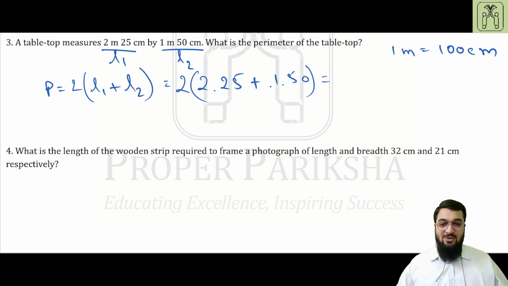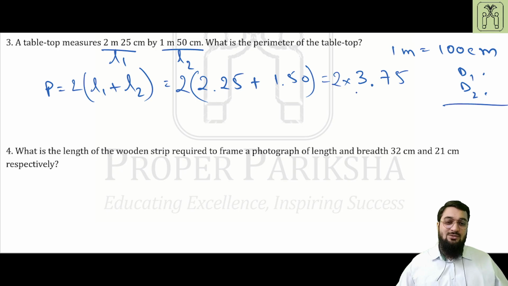So 2.25 and 1.5 will give you 3.75. You know how to add decimals. You can do that by writing down the decimal 1, decimal 2, decimal points aligned, and just adding them up. So 3.75 into 2 will be the answer. So 3 into 2 is 6, 6.75 and 7.5. So 7.5 meter is the answer for perimeter of the tabletop.